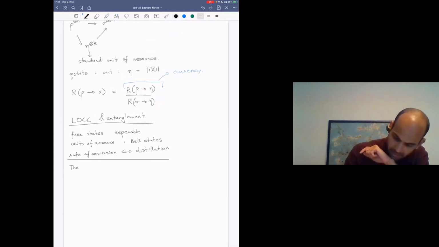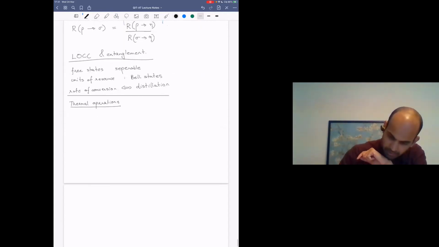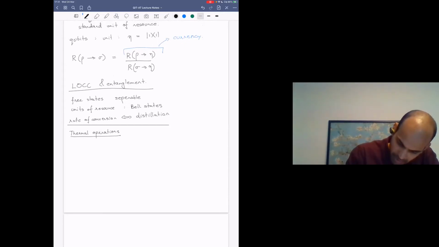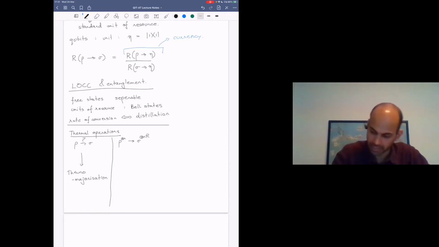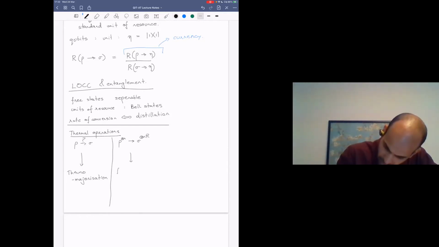So we had thermal operations. And there are a number of different questions we can ask. One is just whether rho can go to sigma. And this gives us thermo-majorization as a criterion. The next thing was to go rho tensored n goes to sigma tensored n times r, and putting in the ratio directly in there. And this gave us the free energy as a monotone.